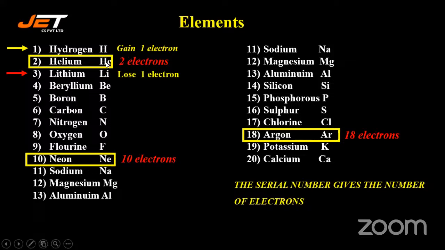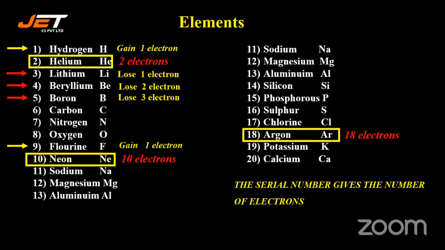Lithium will lose 1 electron. Then beryllium loses 2 electrons. Boron loses 3. Fluorine will be what? Gaining 1 electron. Sodium will be losing 1 electron.